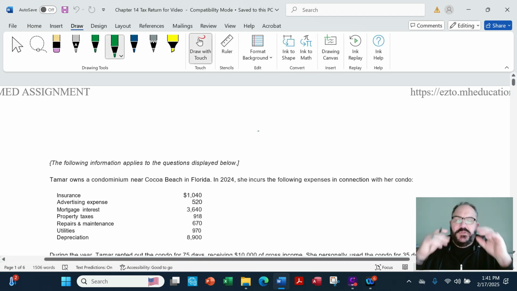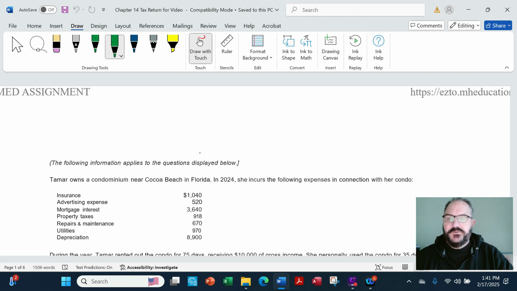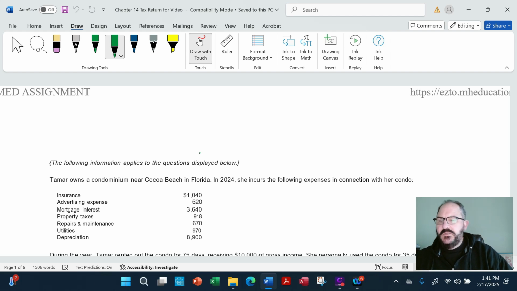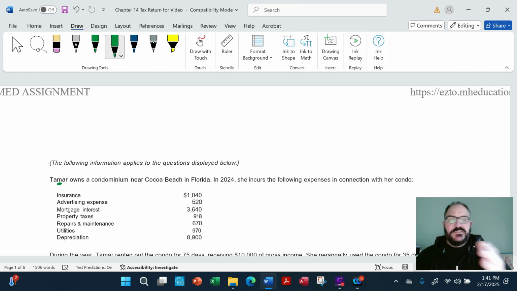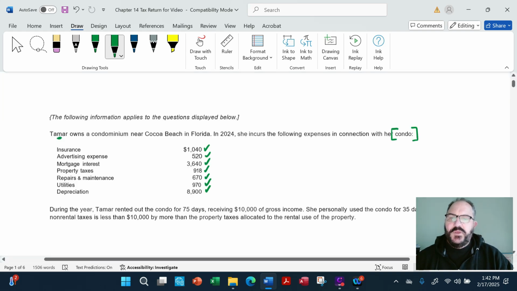When you go to do these, I personally find it easier to print this information out than try to scroll up and down and connect. But anyway, tomorrow has a condominium and she has some expenses in connection with it. She's got insurance expense, advertising, mortgage interest, property taxes, some repairs and maintenance, utilities, and then depreciation. That's the basic information right there.